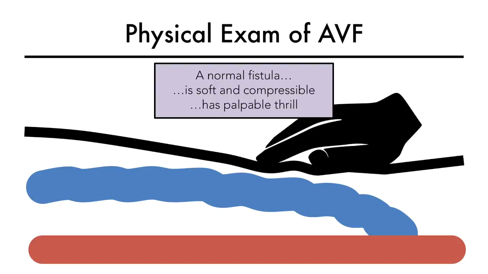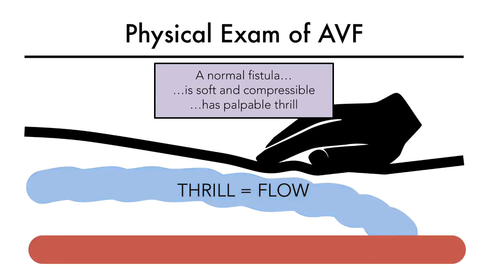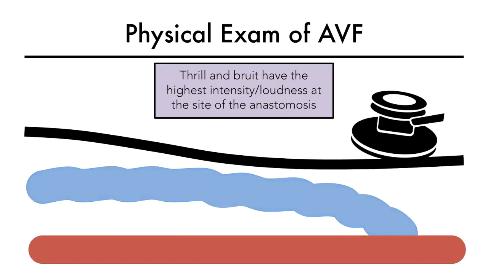A normal fistula is soft and compressible and has a palpable continuous thrill, as in a vibration or buzz, which indicates uninterrupted flow through it. Remember, thrill equals flow. No flow or low flow, no thrill or weak thrill. When you auscultate a normal fistula, you should hear a low-pitched rumbling bruit with systolic and diastolic components. The thrill and bruit are most prominent at the anastomosis.